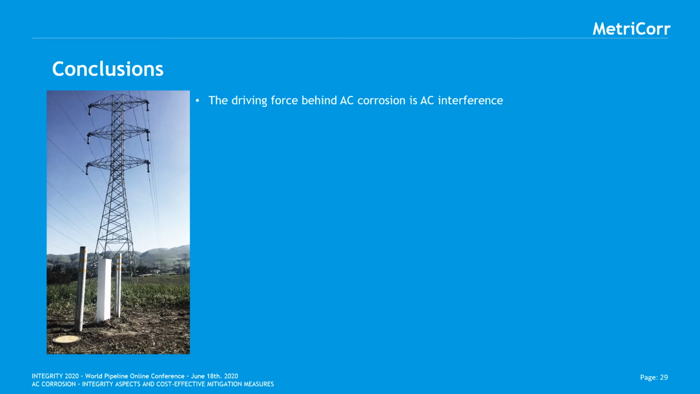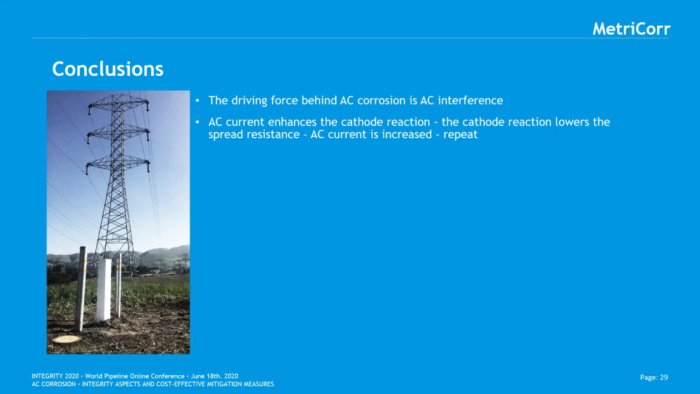Conclusions: the driving force behind AC corrosion is AC interference. AC current enhances the cathodic reaction. The cathodic reaction lowers the spread resistance and AC current is increased. This process repeats itself, and the high AC and DC current densities are the driving force for it. This is what causes AC corrosion.